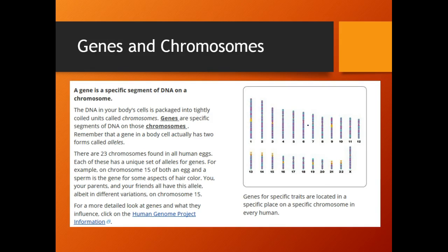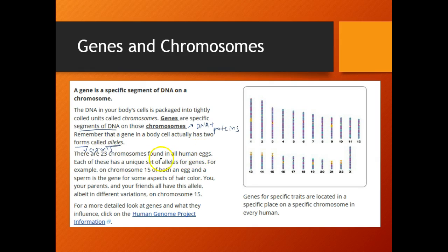Okay, first let's go ahead and review what a gene is. So genes are specific segments of DNA on chromosomes. And remember, chromosomes make up DNA plus those proteins. Okay, so genes are specific segments of DNA, and a gene in a body cell usually has at least two different forms or versions, and we call those versions alleles.